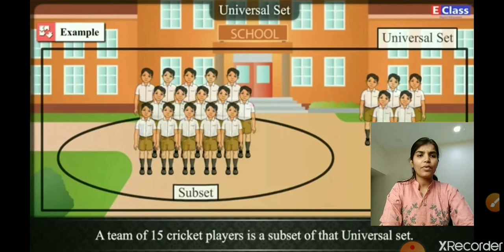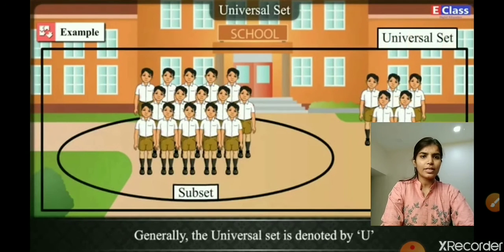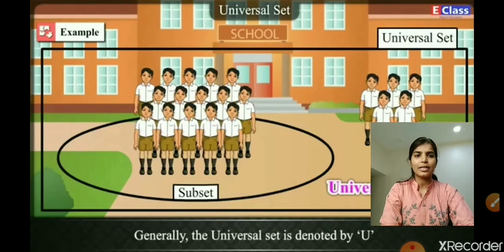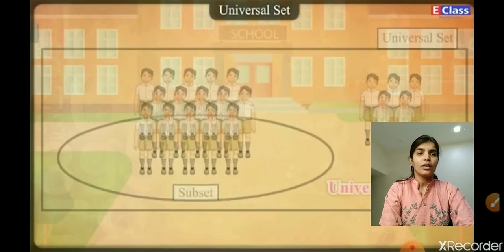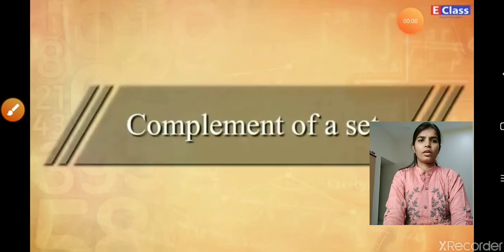We will represent it by the Venn diagram. The subset of those 15 students is a subset of the universal set. Generally the universal set is denoted by the capital letter U. Understand, all of you? In a Venn diagram it is represented by a rectangle only. You know that in a Venn diagram we use closed figures to represent our sets, but for representing the universal set we use only a rectangle.